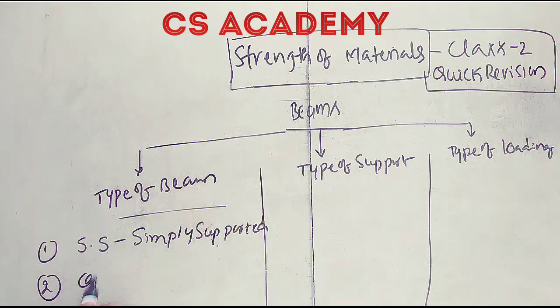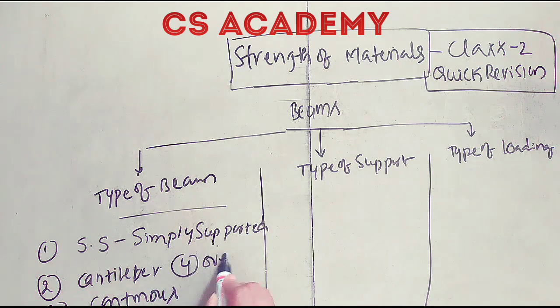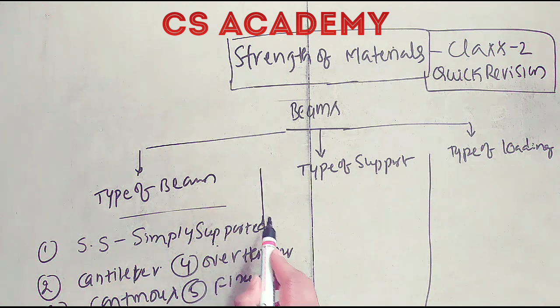The next type of beam is a cantilever beam, and the next will be the continuous beam, and the next will be the overhanging beam, and the next will be the fixed type of beam. And finally, these are the different types of beams.